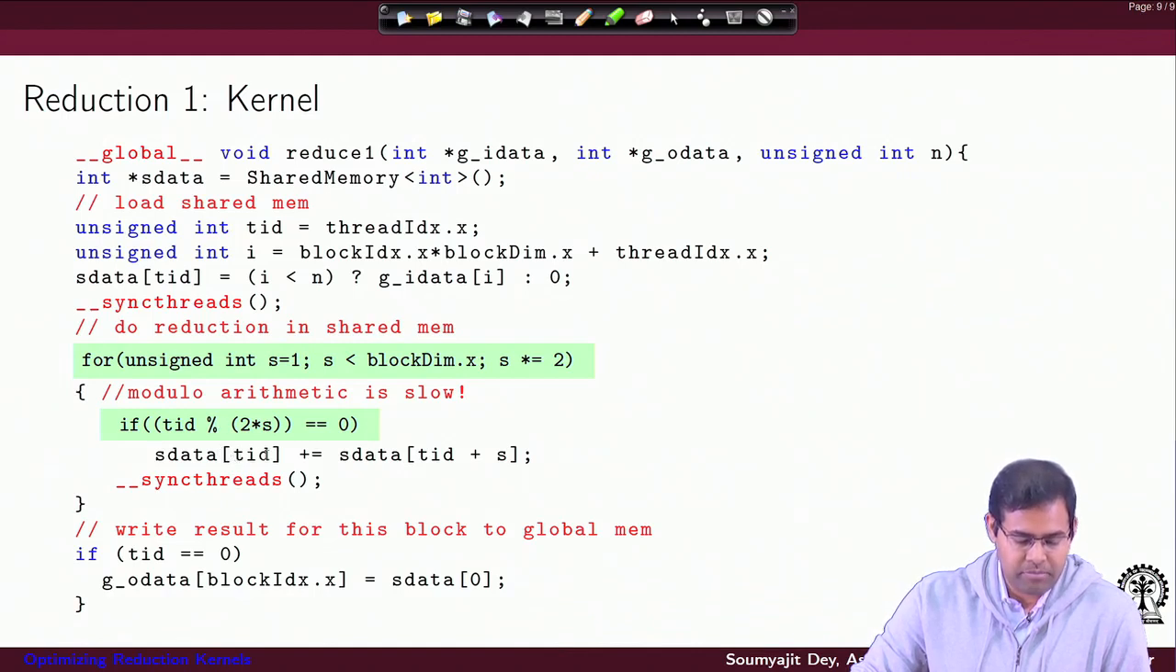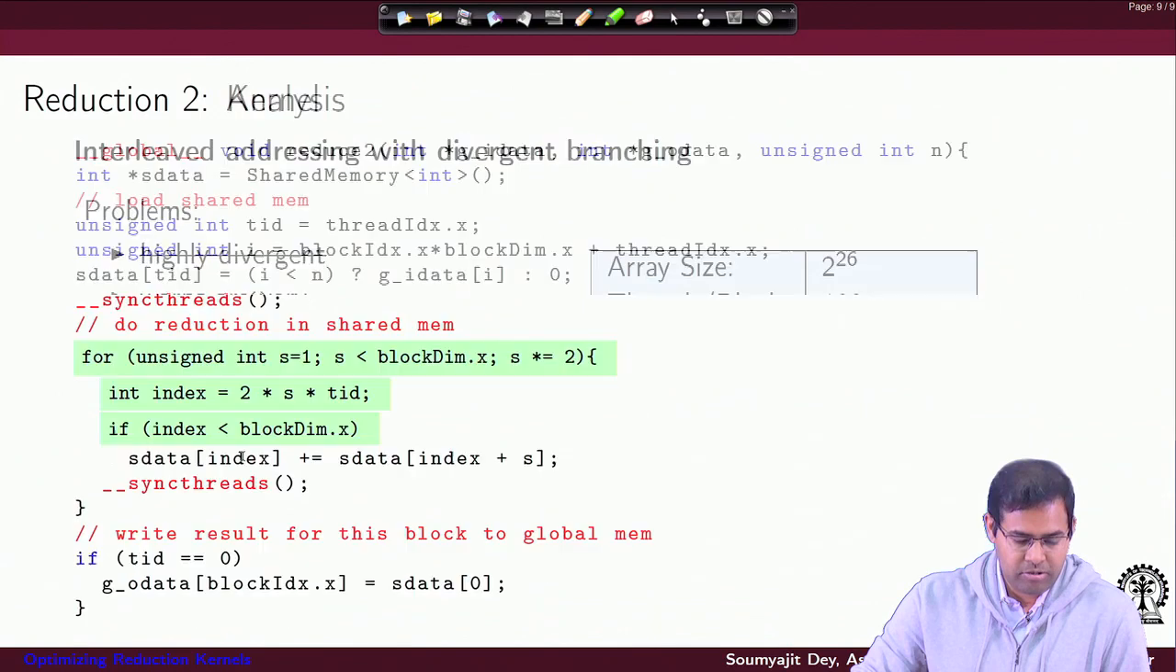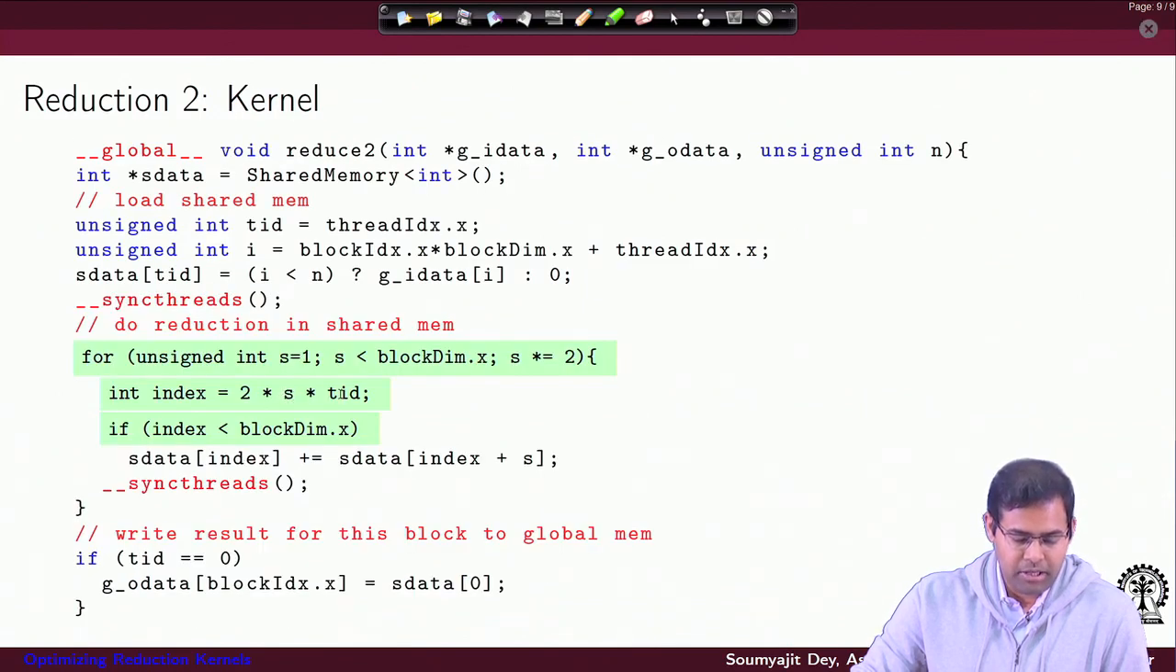Earlier my access expression was an identity map, right? So every TID will map to its corresponding index data in SData. But now what I do is, for every TID I multiply it with S and 2 to get the index where it is supposed to work.